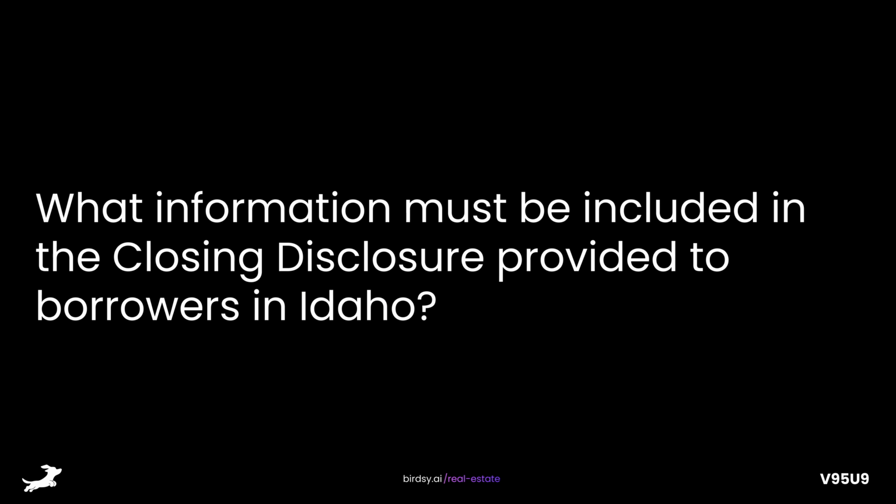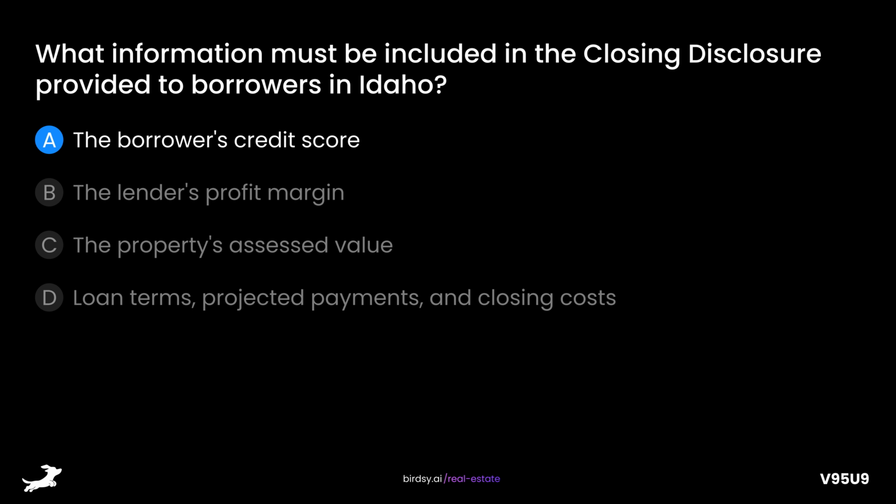What information must be included in the closing disclosure provided to borrowers in Idaho? Is it A, the borrower's credit score? B, the lender's profit margin? C, the property's assessed value? Or D, loan terms, projected payments, and closing costs?